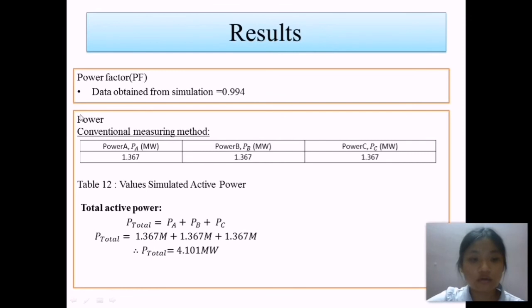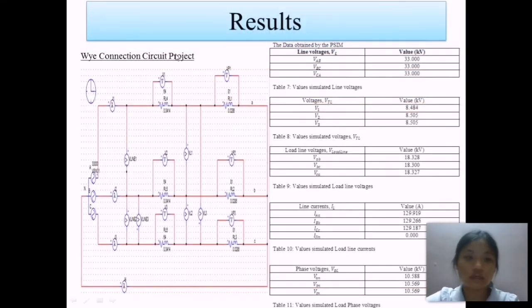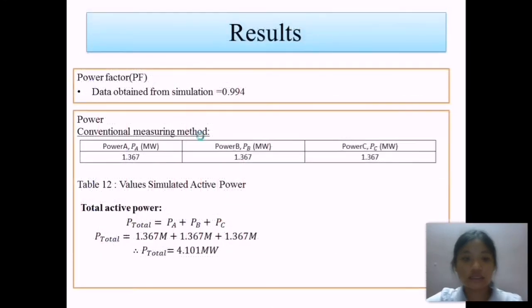Next, for the power, I want to find the conventional measurement method, referring to this wire connection circuit project. I get 1.367 megawatts from the simulation for PA, PB, and PC. So P total is the sum of these three values, which gives 4.101 megawatts.